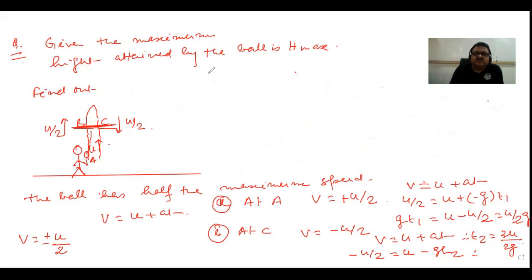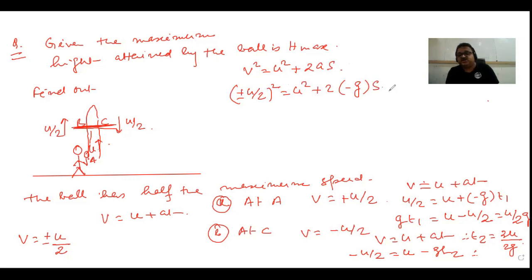Look. v square equals u square plus 2as. What is the value of v? Plus minus u by 2, whole square. What is this u square? We know a is always minus g in this case, and s represents what? Displacement in this case, correct? So we can write, u square by 4 equals u square minus 2gs.